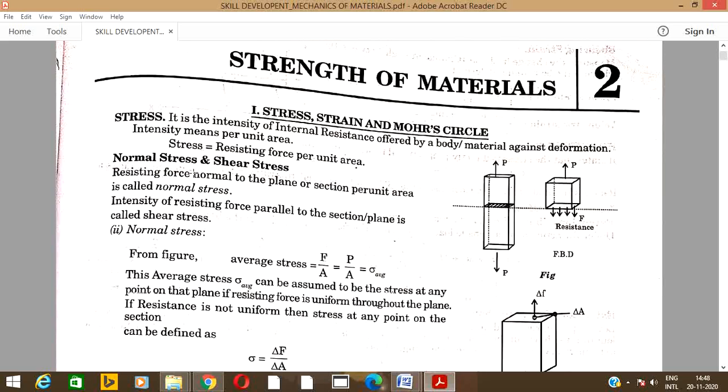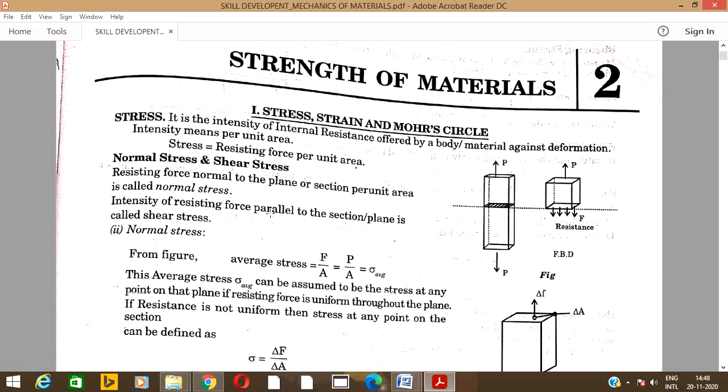Here the resisting force is normal to the plane or section per unit area. This resisting force is normal, or perpendicular, to the resisting plane or area, so we call it a normal stress. Here the direction is normal to the plane, so it is normal stress. If the resisting force is normal to the section, we call it normal stress, or generally we can say it is a stress.